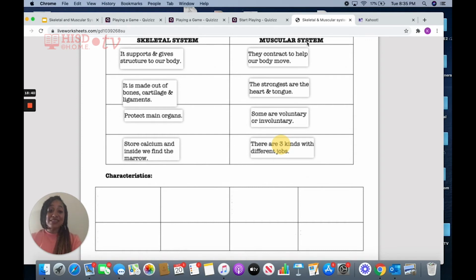Our muscular system, they contract to help our body move. The strongest are our heart and tongue. Some of them are voluntary and some are involuntary. All that means is some we actually control and some we do not. And last but not least, there are 3 kinds with different jobs. So now that we have completed our T-chart on the skeletal system and the muscular system, let's play Name That System.